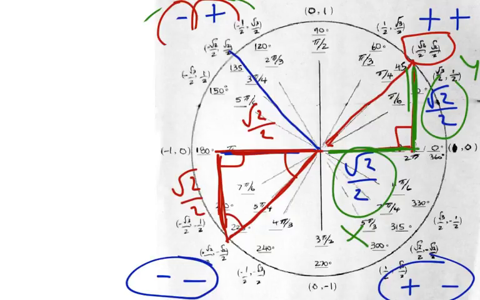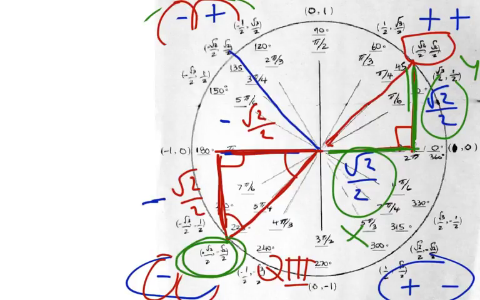But in this quadrant, which is Q3, both the x and the y are negative. Therefore, this is negative as a coordinate, not as a length. As a coordinate it would be negative, and this is negative as a coordinate. And as you can see, the coordinates for that point are negative square root 2 over 2, comma, negative square root 2 over 2. So that's what we do.